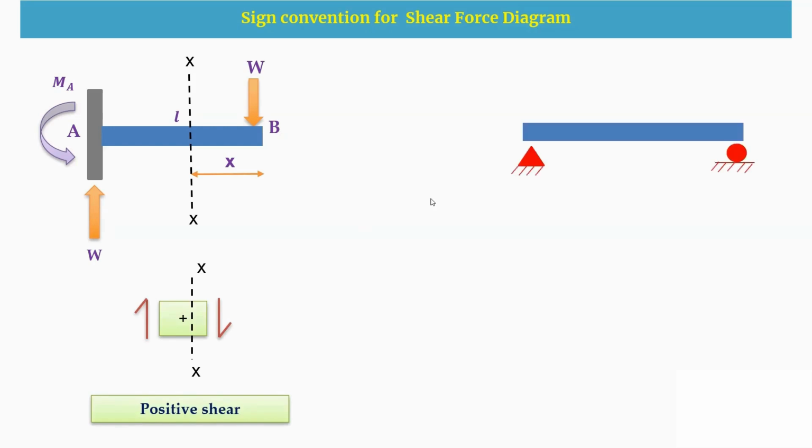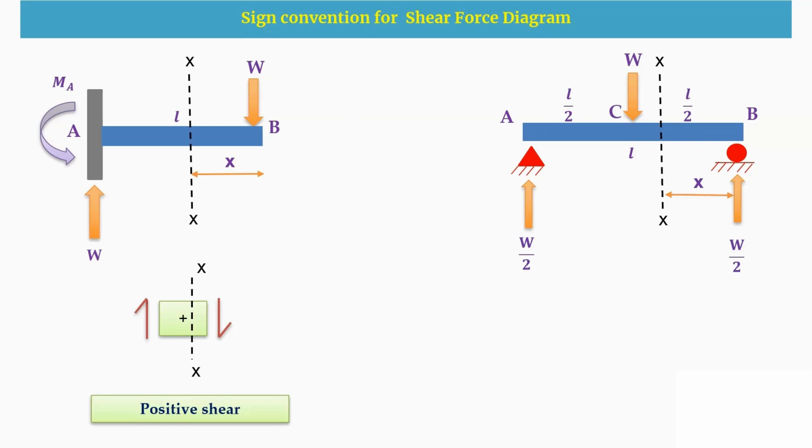And similarly, when we consider another example like a simply supported beam, which is having a span of L, and you're having a point load at the center. Therefore, due to the symmetry, it is equidistant, that is L by 2 and L by 2. So due to this symmetry, you're having reactions at A and B to be W by 2 and W by 2.